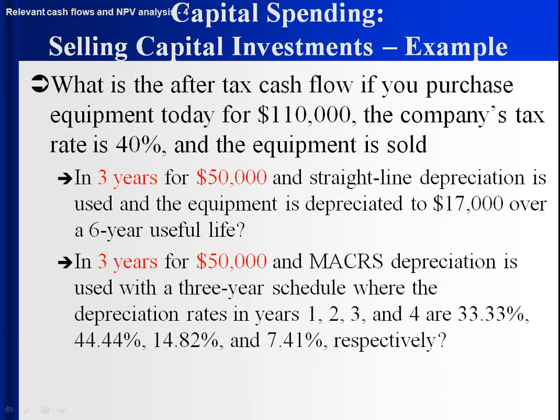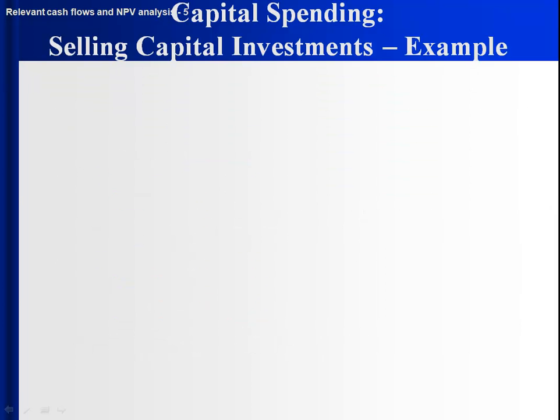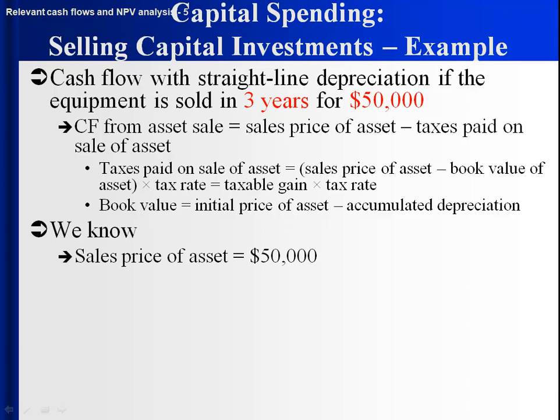How about if we sell it in 3 years for $50,000? And again, straight line depreciation to 17 over 6 years. Again, the approach is the same. In 3 years, we expect to sell it for $50,000.